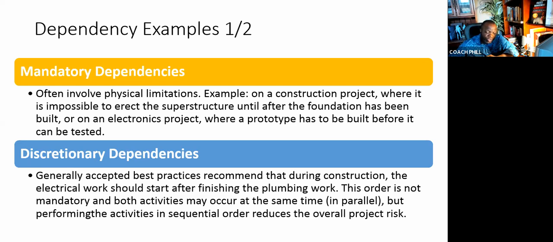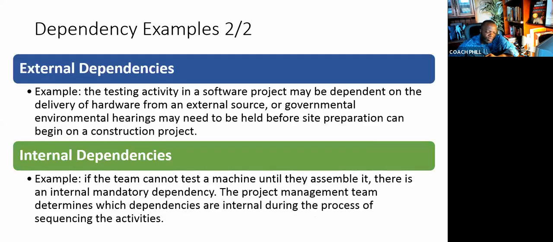For example, you could choose to do plumbing first and then electrical, or you could choose to do electrical first and plumbing. They're not mandatory dependencies. Then we have external dependencies, things that you wait for from outside. You must get a vendor's sub-deliverable before you move forward. That's an external dependency. But if you're dependent on something from within the project, then it's an internal dependency.